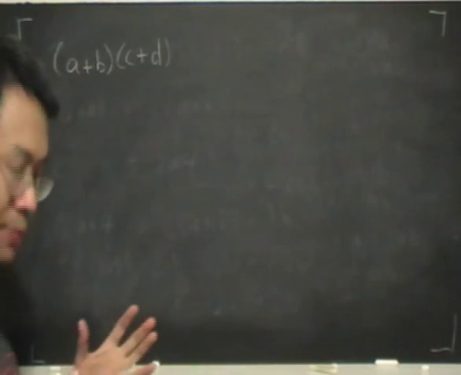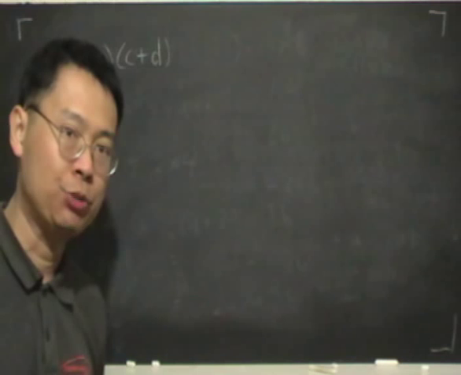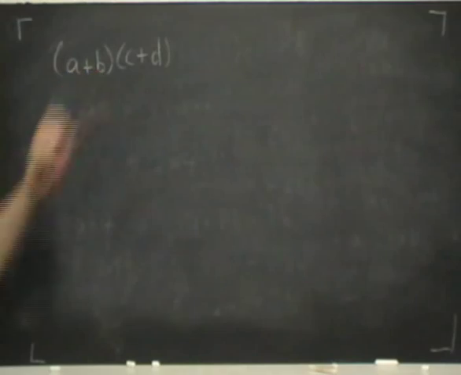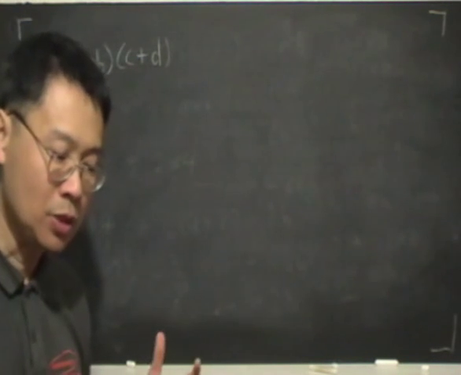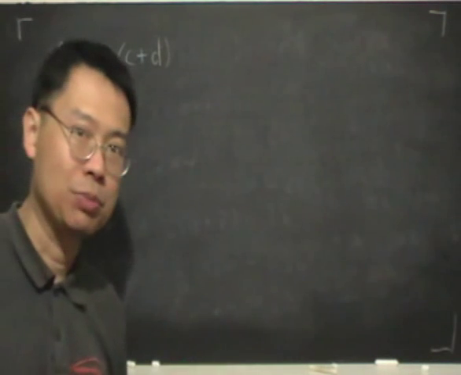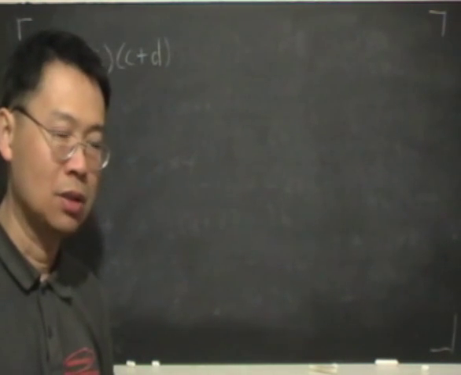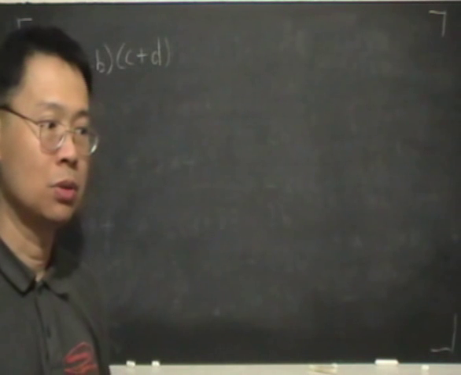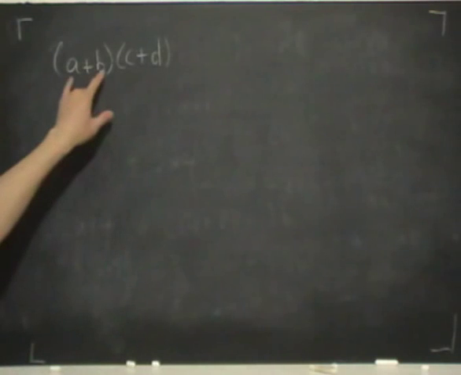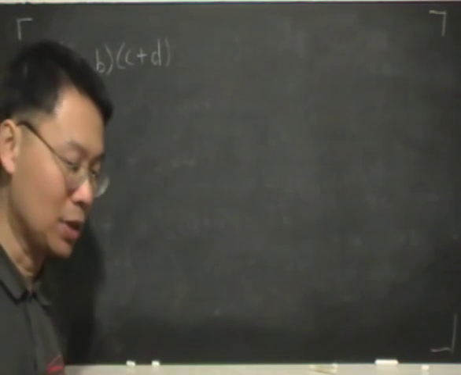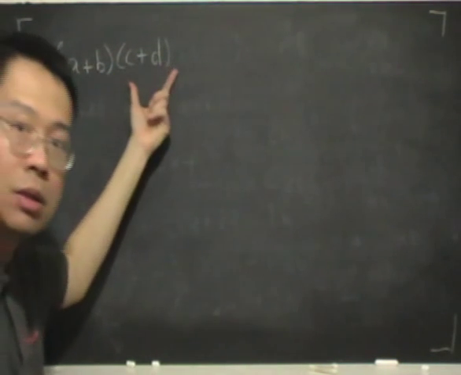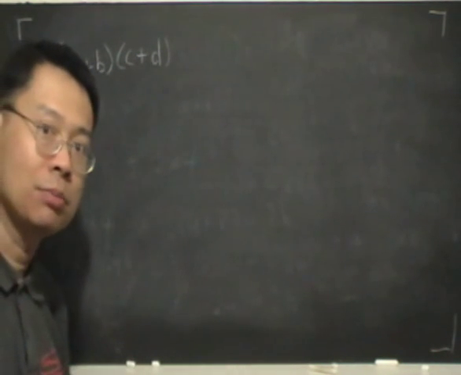Remember that we can think of each bracket as a number. For example, the bracket of a plus b. So a and b are actually numbers. So the bracket of a plus b just means the number that you get when you do a plus b, when you add a to b. So a plus b is just a number. So think of it as a number, and you'll have a number multiplied by the bracket of c plus d.